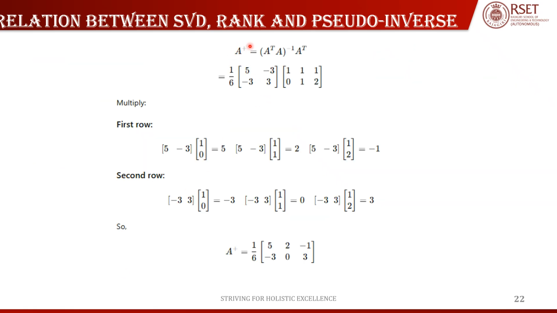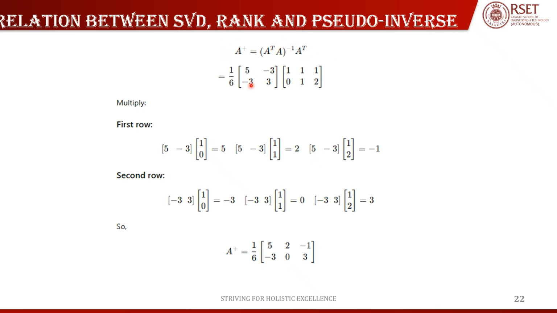Now your pseudo inverse is given by A transpose A, the whole inverse, times A transpose. After multiplication you have your pseudo inverse to be 1 by 6 times [[5, 2, -1], [-3, 0, 3]]. This is your pseudo inverse. So in order to get the pseudo inverse, A having full column rank is a very necessary condition. You should make sure A has full column rank to use this formula.